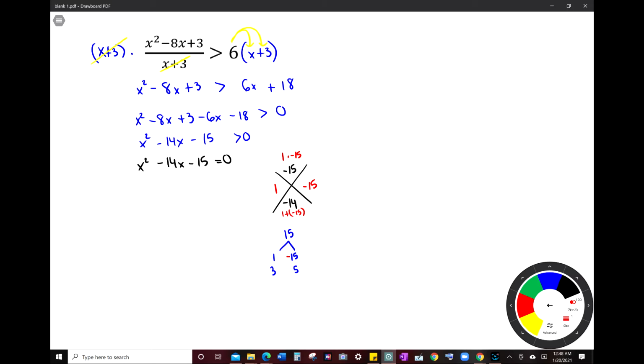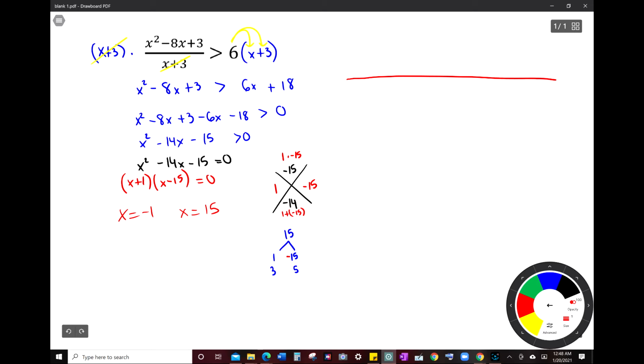Okay, awesome. So now I have x plus 1 and then x minus 15 equals 0. Okay, so now that means I have x equals negative 1 and x equals 15 as the solutions. So I will try to use number line to sketch my solution because I'm a visual learner, so it's easier for me to put them on the number line. So on number line I have negative 1, I have 15.